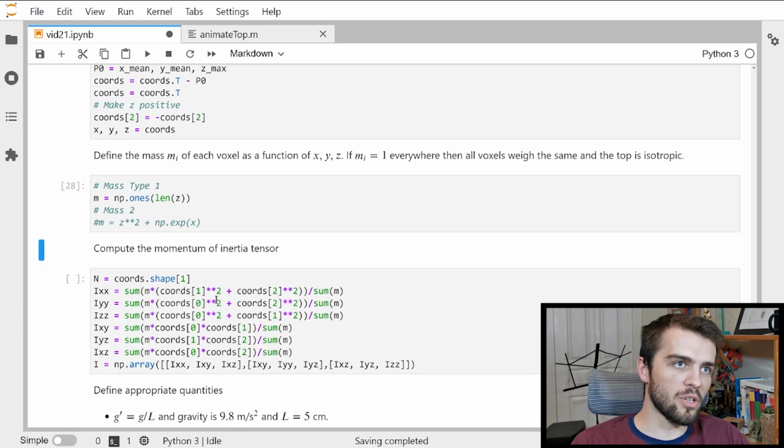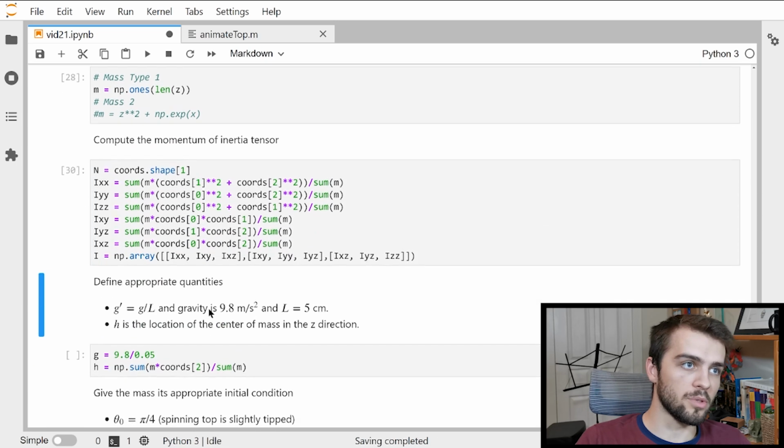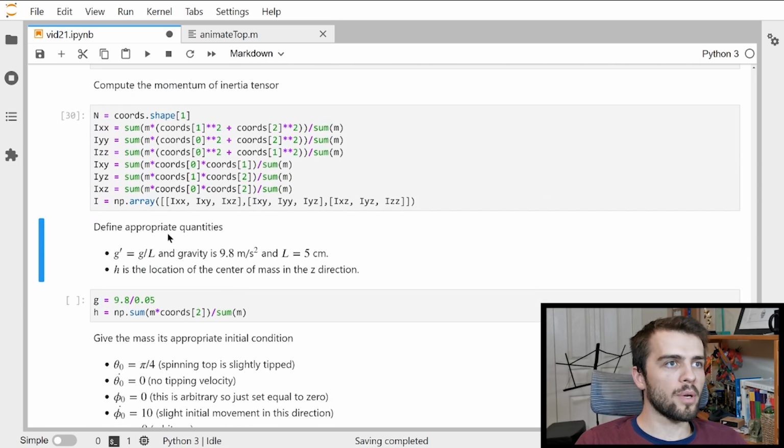Then I compute the moment of inertia tensor. Again, this is done in my previous video. I'm not going to go through a whole lot of depth here about what I'm doing. And I define the appropriate quantities as well.